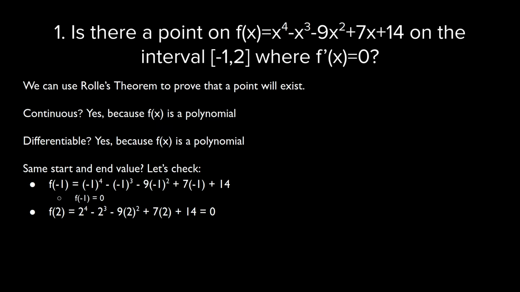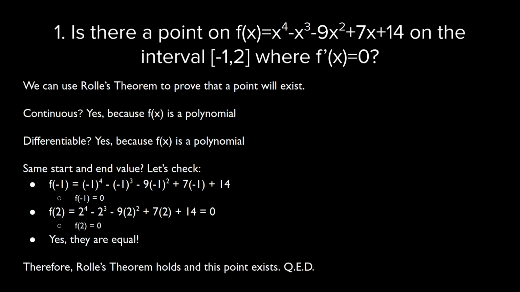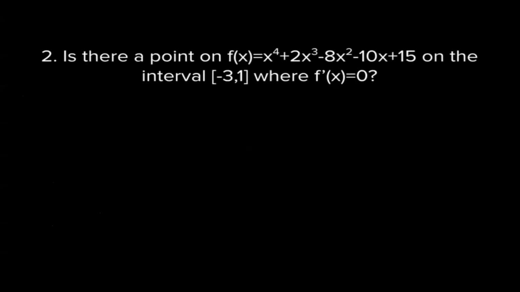Right, and now that you've had your time to solve it, I'll give away the answer. The answer is that f of 2 is equal to 0. And so we know now that these two values are, in fact, equal. So we met all the conditions for Rolle's theorem, so we can use it now. And what it says is that there will definitely be a point in this interval where the derivative is equal to 0. So that just means we're done. Rolle's theorem holds, so this point exists. And it says QED, which means we solved it. We proved it. All right, moving on to the second problem.